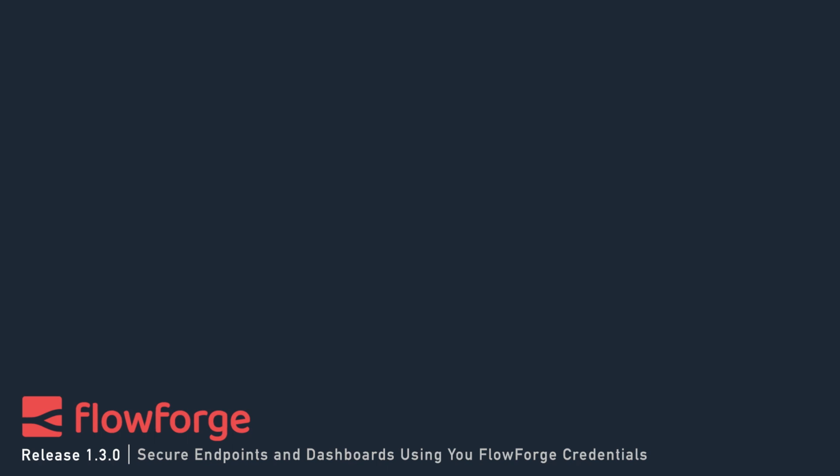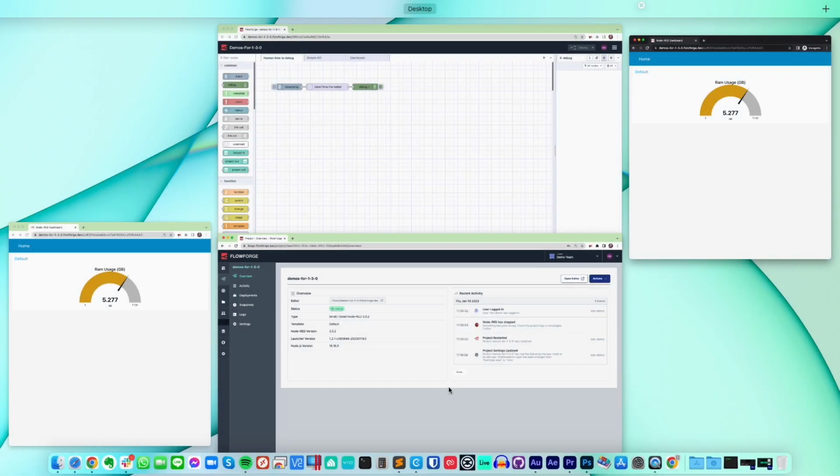In FlowForge 0.10, we added the ability to set a single username and password for each project. Those credentials control access to your endpoints and dashboards. In release 1.3, we are extending that feature to allow your team to also use their existing FlowForge user accounts to access your resources. This makes your projects more secure, as adding or removing your users from your FlowForge team will also update their access to your endpoints and dashboards.